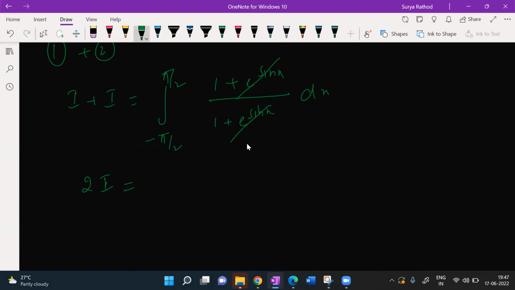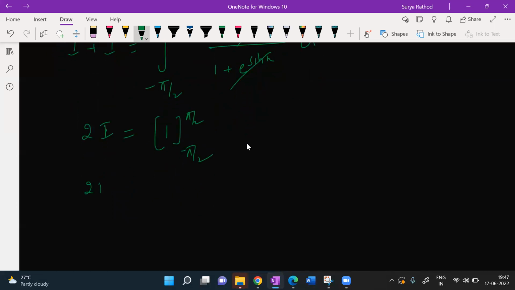So the integral of 1 into dx is x, from minus pi by 2 to pi by 2, right? This is what you get. So 2I is equal to pi by 2 minus minus pi by 2, which is plus, so pi. 2 times I is equal to pi, 90 plus 90, 180, right? So the I value is what, beta? Pi by 2 is my answer.